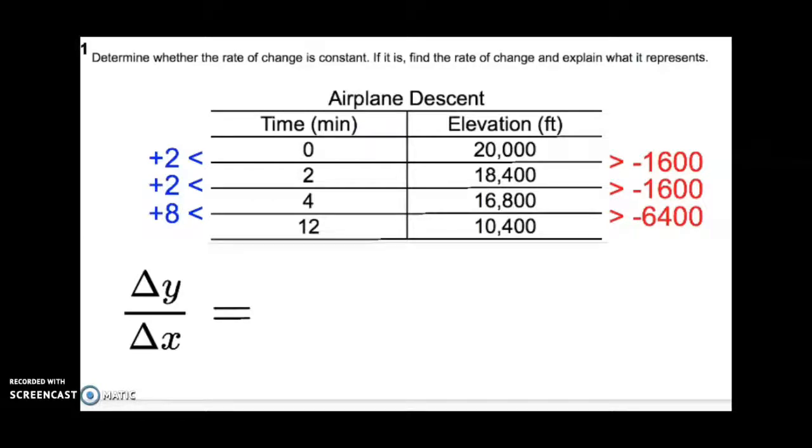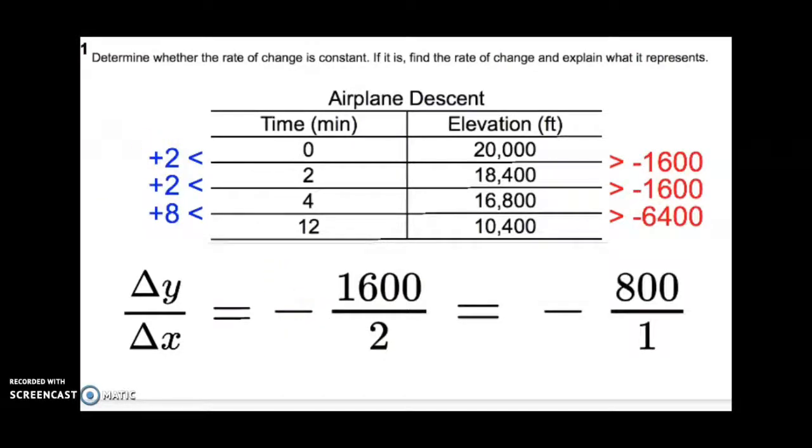Now, we need to find the rate of change. So we're going to take each pair, meaning y over x, and y over x, and see if they're all the same. If they're all the same, then there is a rate of change. If not, we're going to say there isn't. So first, let's do the first two. Change of y, 1,600, we're going down. Change of x, 2, which reduces to negative 800 over 1.